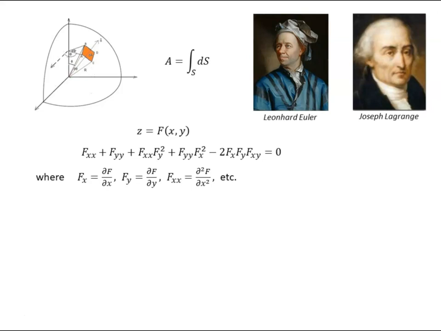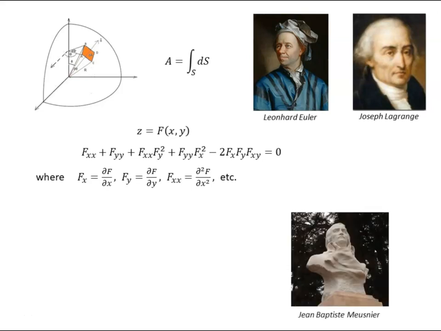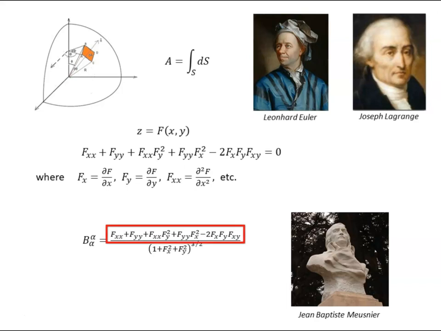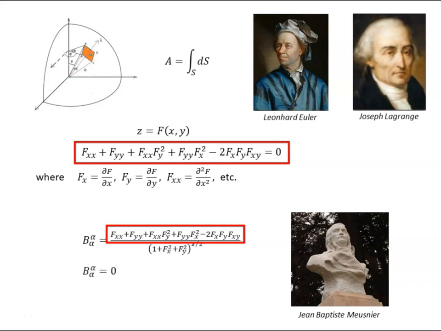Now, the question is, do you see any geometric significance in this solution? Well, I sure can't. And the fact is, neither did Euler nor Lagrange. To them, it was just a differential equation to be solved analytically. Well, 14 years later, this fellow, Jean-Baptiste Meusnier, derived this expression for the mean curvature of a surface. Now, if you compare the numerator of this expression with Lagrange's equation, it's clear that the geometric condition to be satisfied is just this one. The mean curvature must be 0.